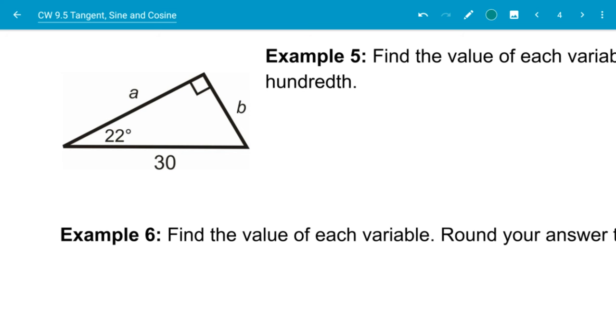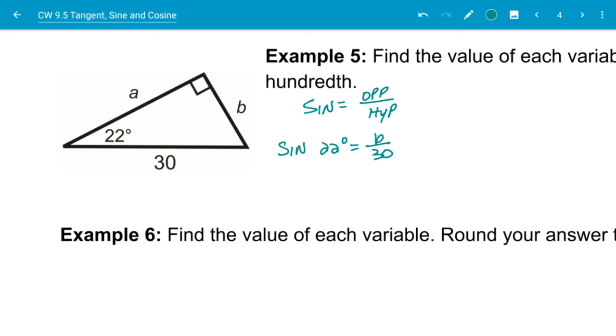So what I can do is I can say, first of all, I can do sine. I can use my sine of 22 degrees, because remember, we've got to write this out first. Sine is equal to opposite over hypotenuse. I know I have 22 degrees, so I can find the decimal equivalent of that sine ratio. I don't know what B is, the opposite side, but I do know what the hypotenuse is. So I'm going to say sine of 22 degrees is equal to B over 30.